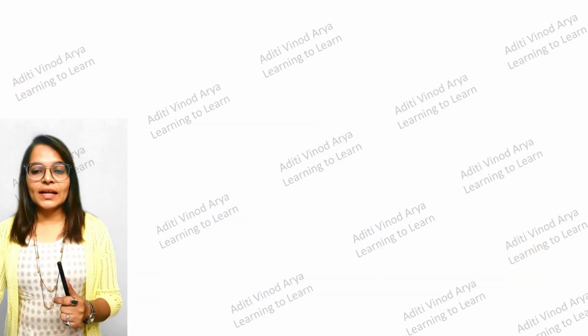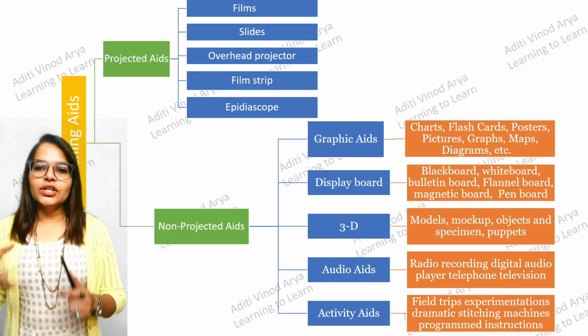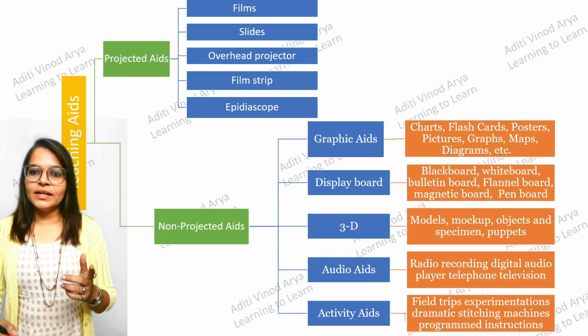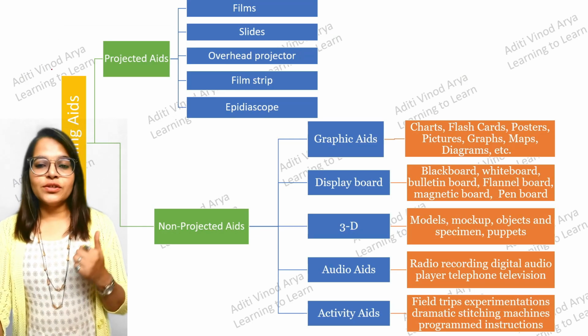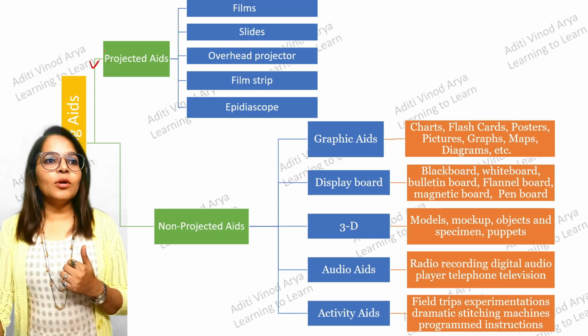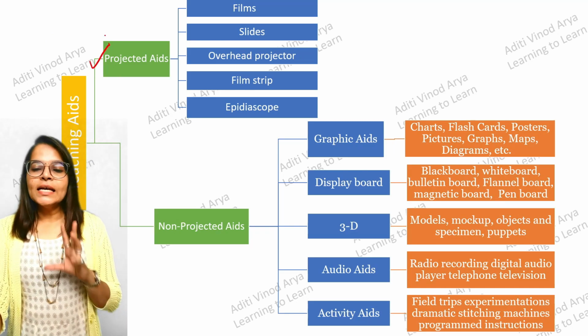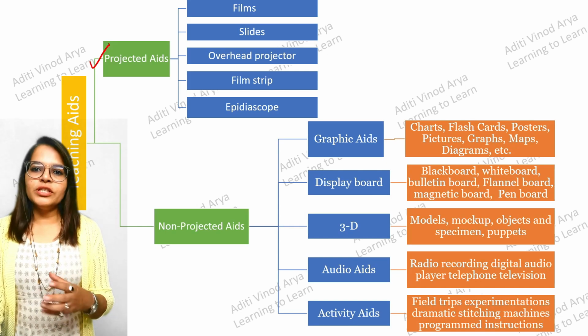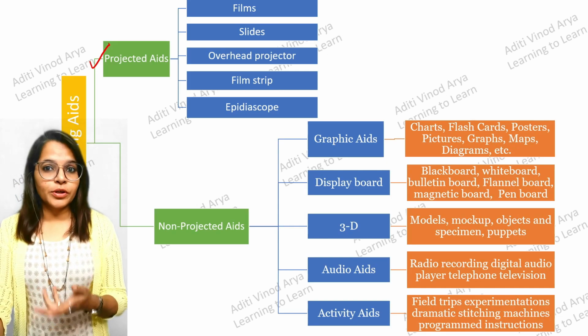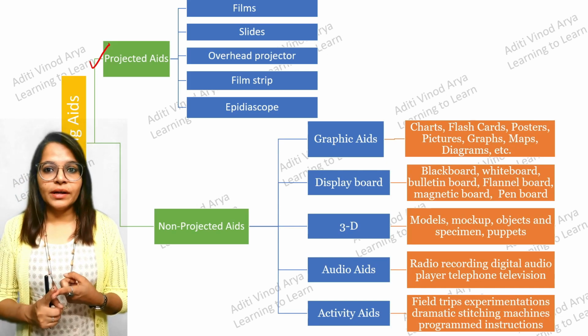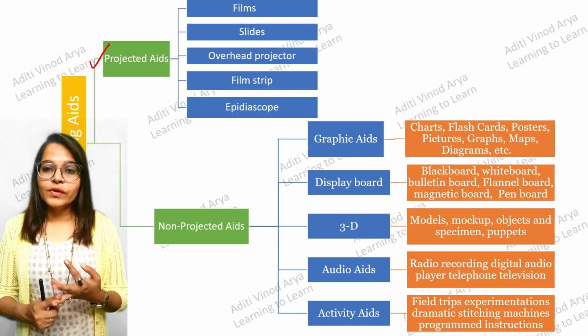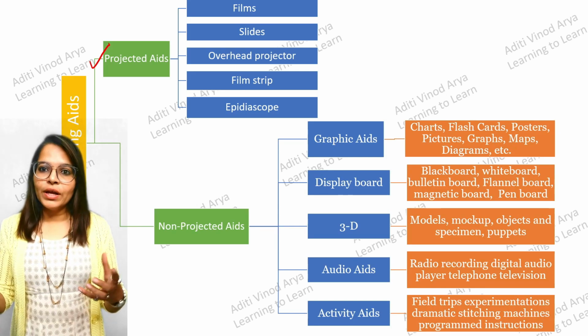Now further we can classify teaching aids. Teaching aids could be classified into projected aids and non-projected aids, as you can see on the screen. If I talk about projected aids, everything is digital, meaning you need electricity to run them. It can be a projector, a slideshow, a film, it can be the entire movie.